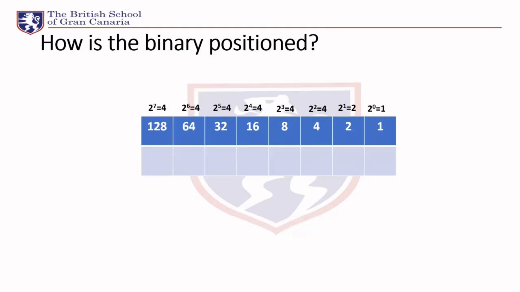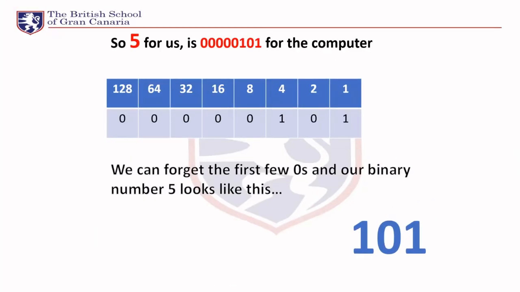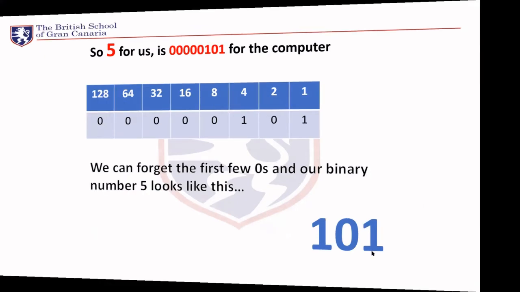Now, this is how the binaries are positioned, for those of you that are very mathematically minded. You just keep multiplying. 2 times 2 times 2 is 8. Now 5 is 5 for us, but for the computer, it's 0, 0, 0, 0, 0, 1, 0, 1. But we as humans can forget the first few zeros and we can represent 5 as 101. Not 101 left to right, 101 right to left.